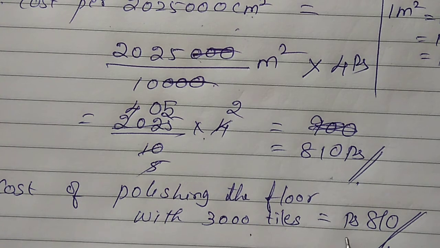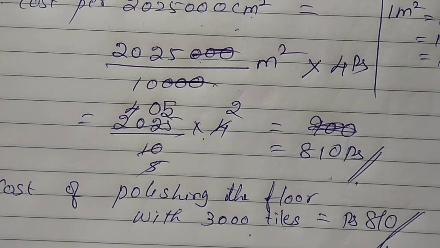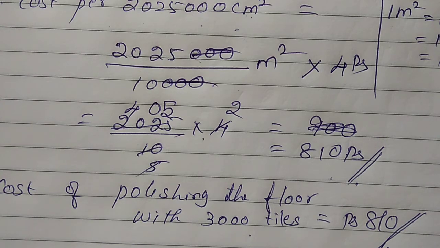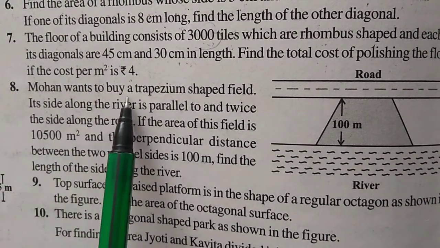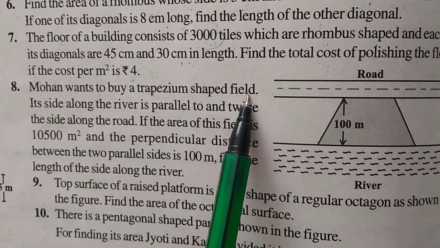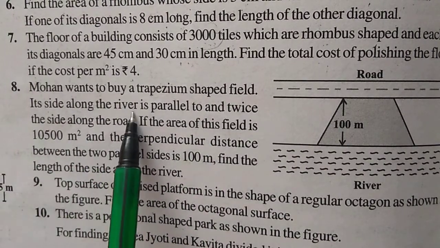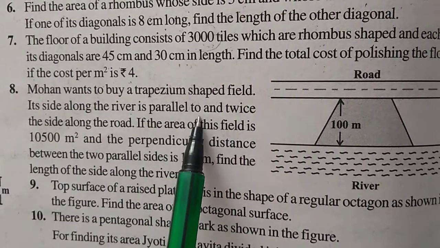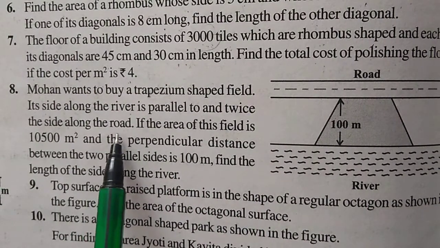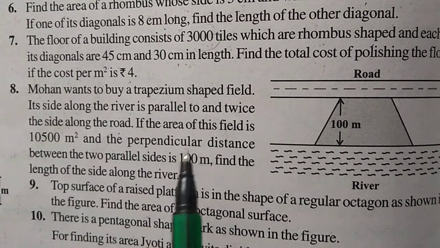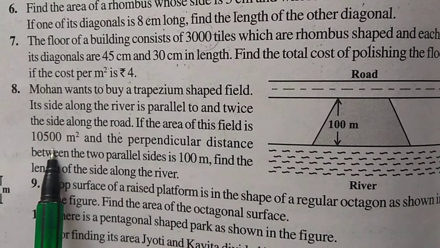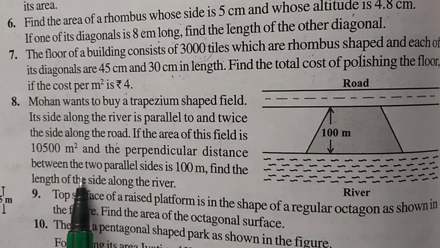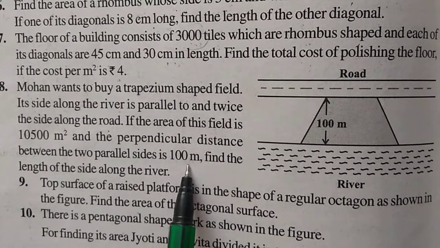Okay. So we'll move on to question number 8. Now in question number 8, Mohan wants to buy a trapezium shaped field. Its side along the river is parallel to and twice the side along the road. If the area of this field is 10,500 meters squared and the perpendicular distance between the two parallel sides is 100 meter, find the length of side along the river.